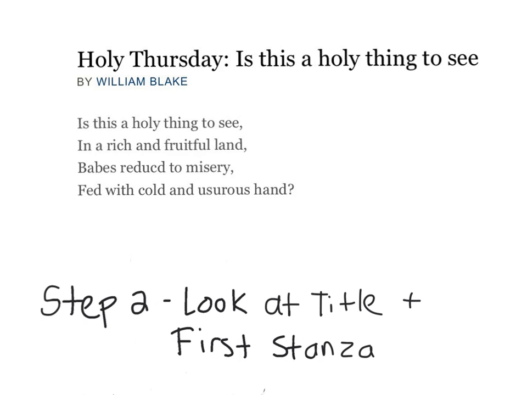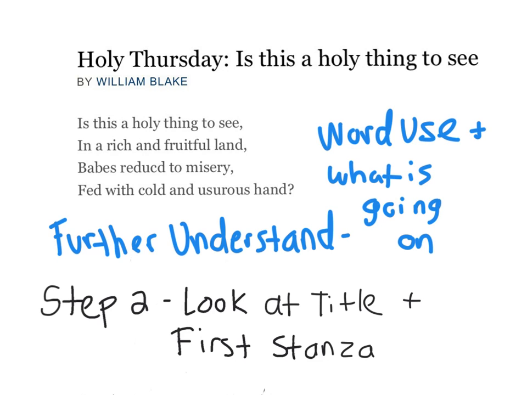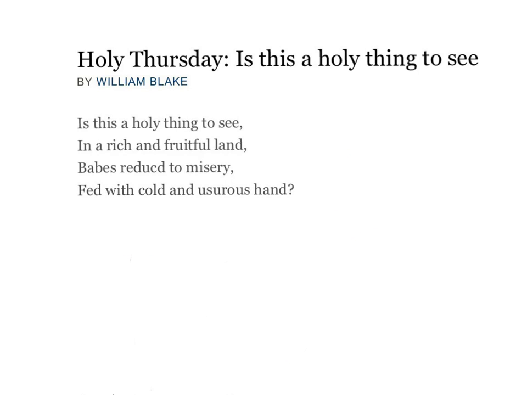Our second step in analyzing a poem is to look at the title and the first stanza. So basically, we're just trying to further understand the poem, and we're looking at word use and trying to figure out what's going on in the poem before we go further. First, we're going to look at the title of the poem, which is Holy Thursday, Is This a Holy Thing to See? So Holy Thursday is a religious day. And also in the title is, is this a holy thing to see? Which is a rhetorical question.